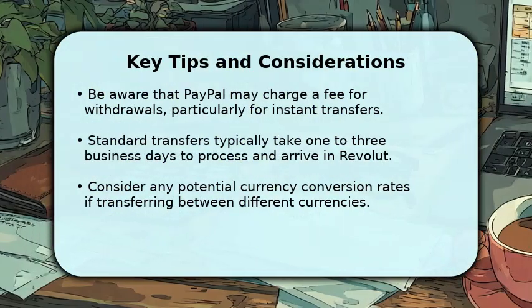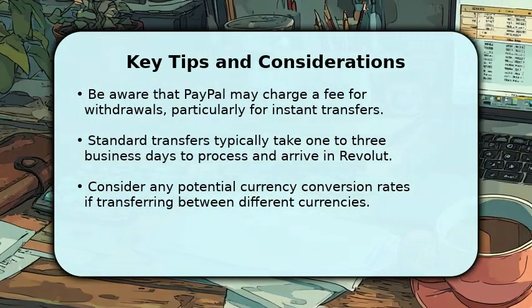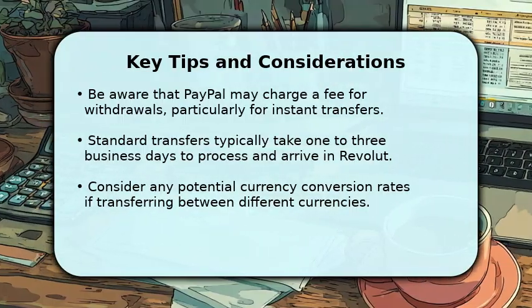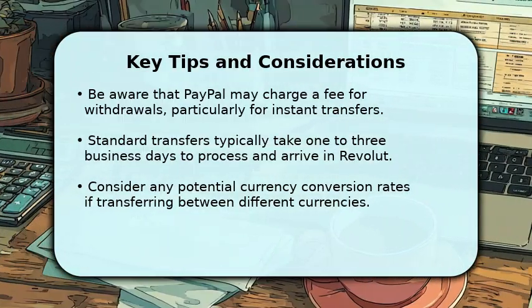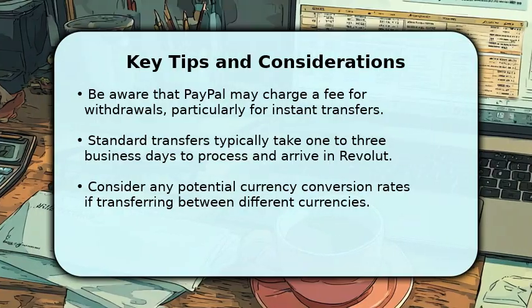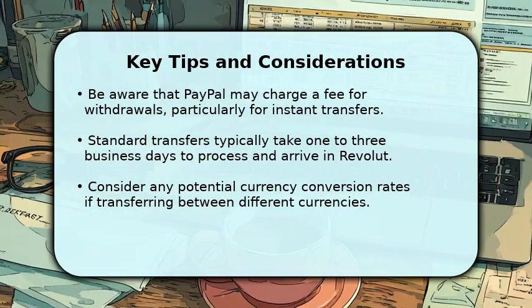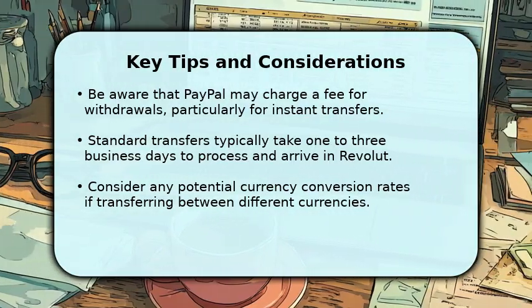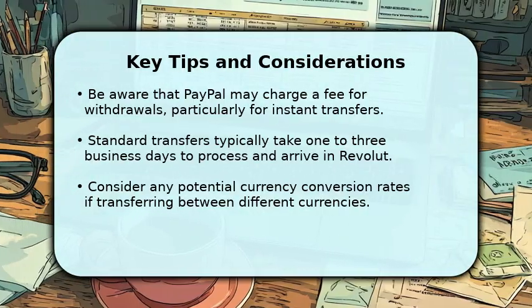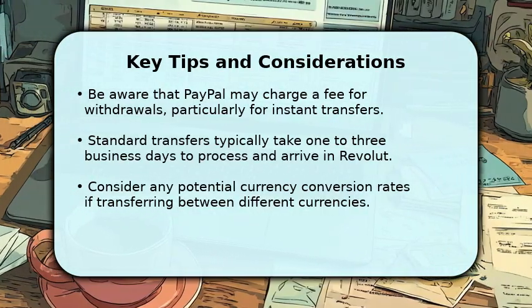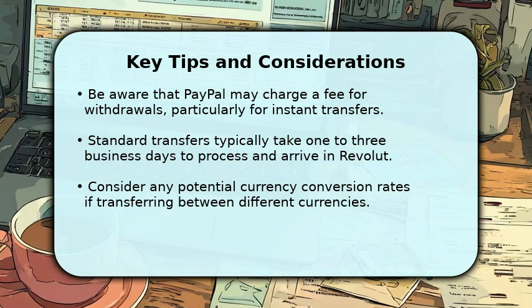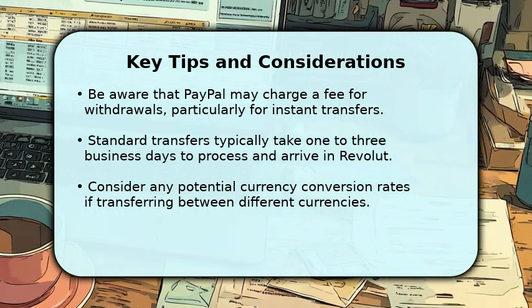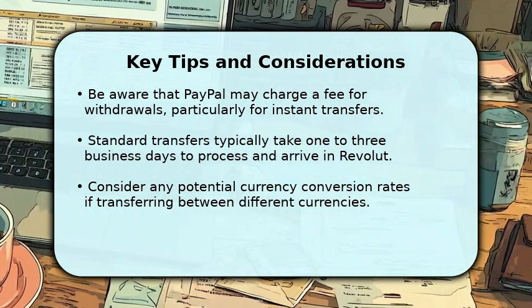Always check for any applicable PayPal withdrawal fees, as these can vary depending on the transfer speed you choose. Standard transfers usually take between 1 and 3 business days to complete. Also, pay attention to currency conversion rates if your PayPal balance is in a different currency than your Revolut account. This helps ensure you receive the expected amount without surprises.